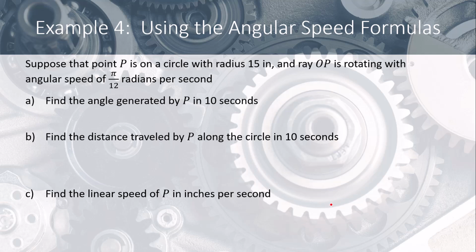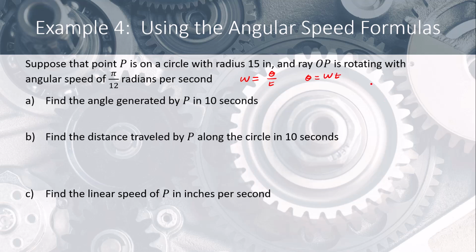Here is our first example. Suppose we have a point P on a circle like we just saw before, where the radius happens to be 15 inches, and that ray is rotating with an angular speed of pi over 12 radians per second. We want to find the angle generated by P in 10 seconds. Remember, angular speed is equal to the change in angle divided by the change in time. We know what time is. That's going to be 10 seconds. So that tells us that theta is going to be angular speed times time.